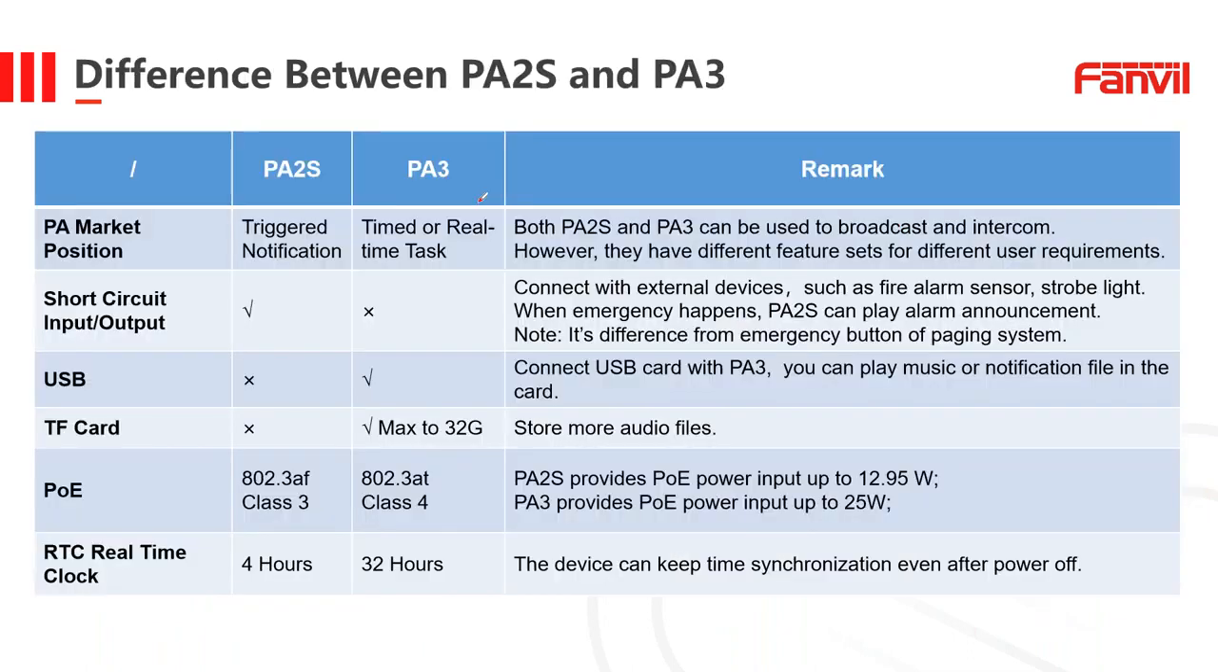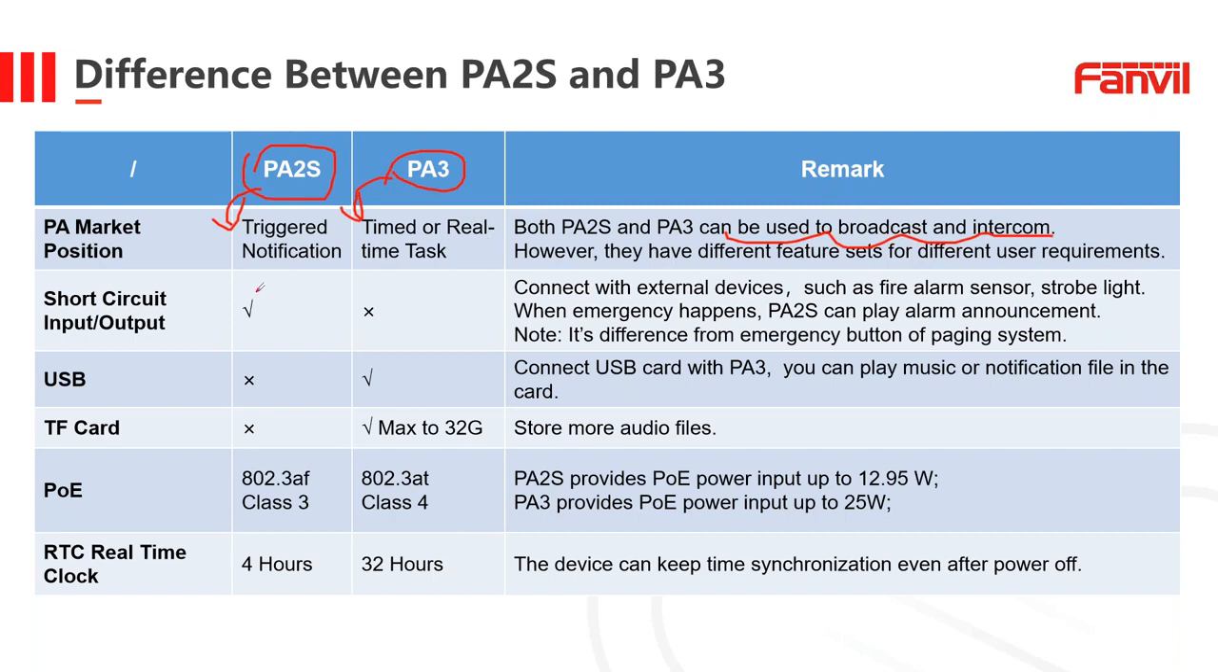And this page shows differences between PA2S and PA3. Some friends may already know from the last webinar. And today, because we have new friends, they may be wondering what the differences between PA2S and PA3 are. So please allow me to explain it. Both PA2S and PA3 can be used to broadcast and intercom, and they have different feature sets for different user requirements. PA2S tends to trigger notification, and PA3 tends to timed or real-time tasks.